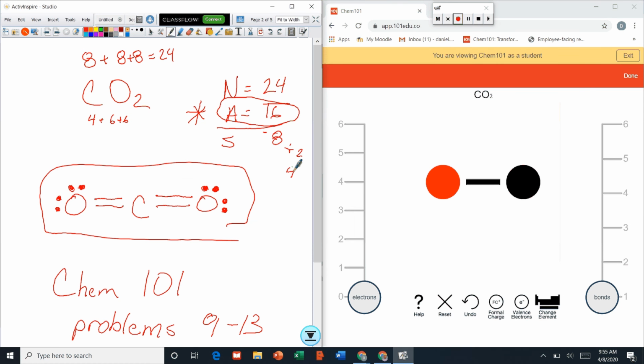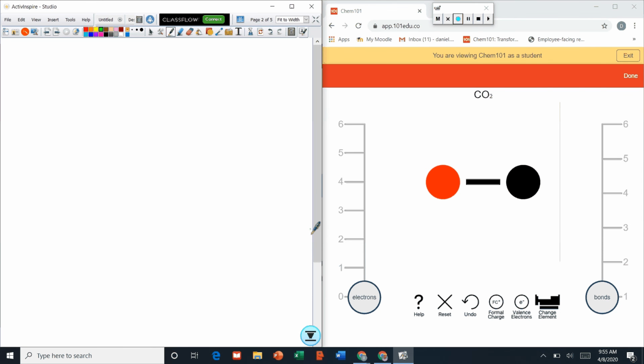Again, when you're doing these, I always recommend drawing these on paper before you do it in the program, because I want you to look at what's going on first. All right, so we have the compound CO2. I'm going to use my method, needed, available, shared, for this.